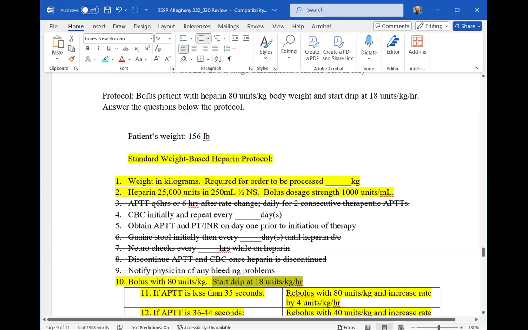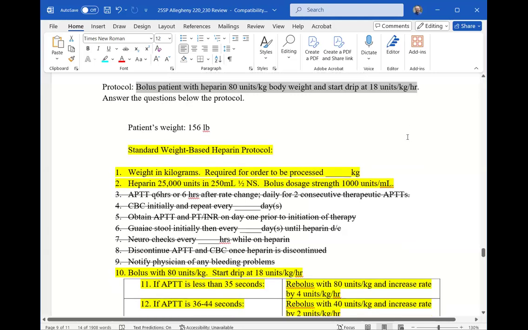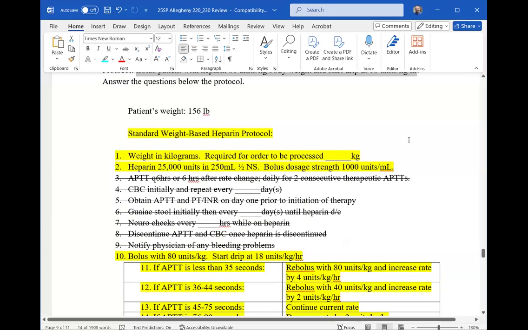Okay. So let's start off with what this is. So notice here, it repeats the 80 units per kilogram body weight, 18 units per kilogram per hour. So it's just a repeat. You'll see that in the question. It'll repeat a lot of the protocol stuff. So the first thing I want to do is take the patient's weight in pounds and convert that to kilograms.